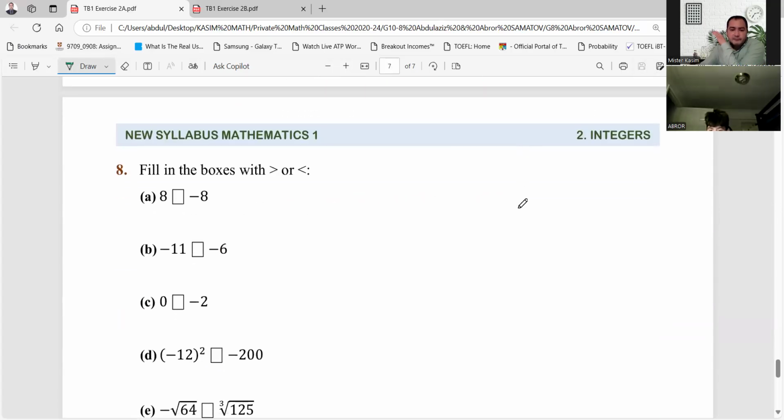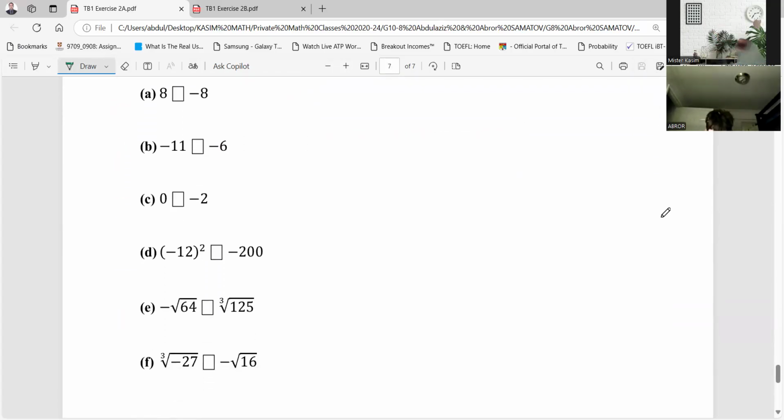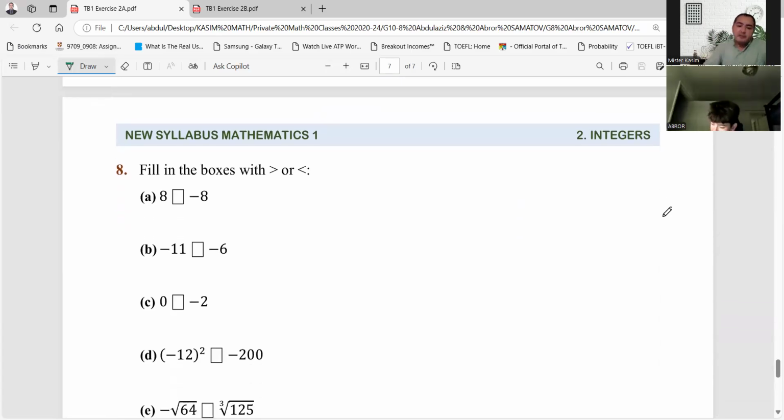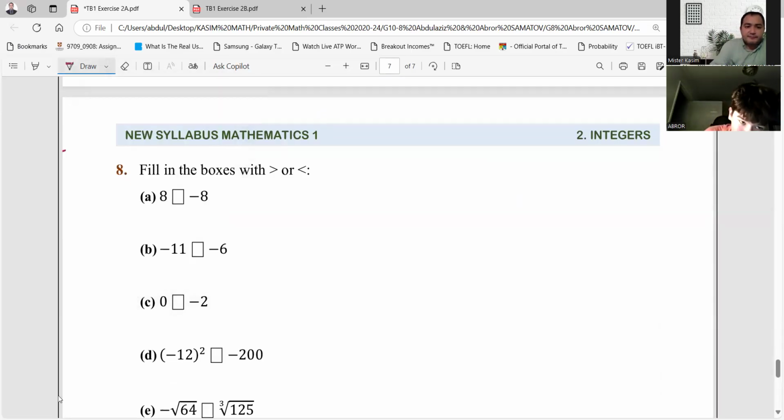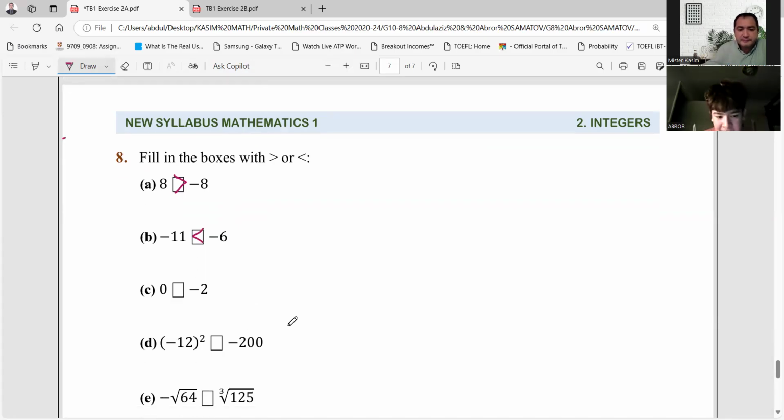Okay. All right. Now fill in the boxes, and we will finish this part, okay? Fill in the boxes with greater than or less than. And read it and tell me, it is greater than or less than. The first one, look, 8 is greater than negative 8, right? Negative 11 is less than negative 6.